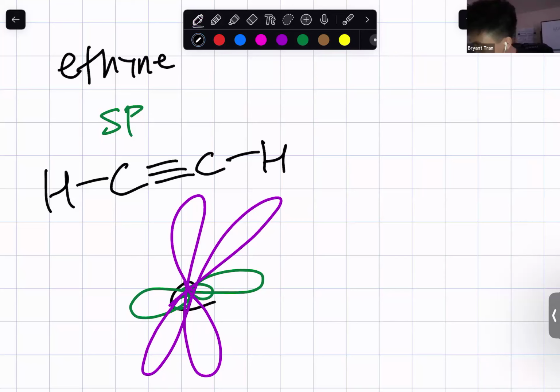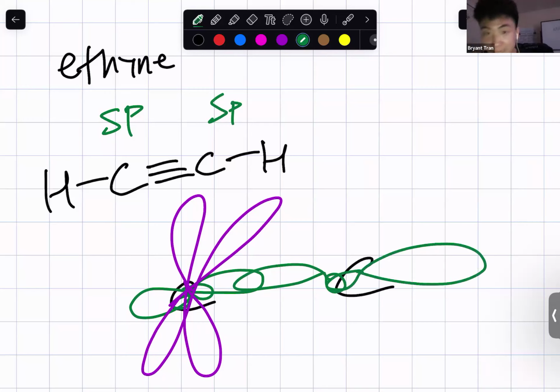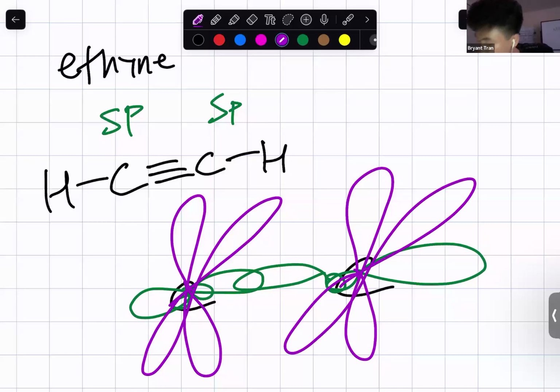I'm gonna do the same for the other carbon. The other carbon is also sp hybridized, which has 2 sp orbitals. One here, second one there. It also has 2 unhybridized p orbitals. One here and one here.